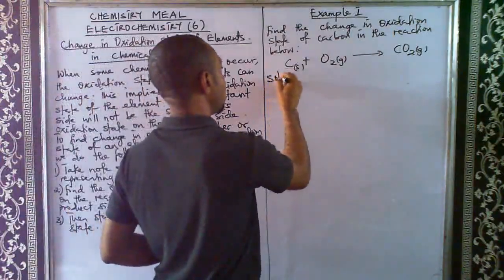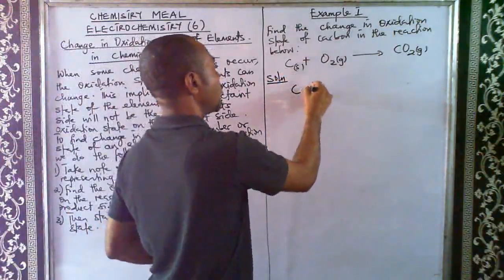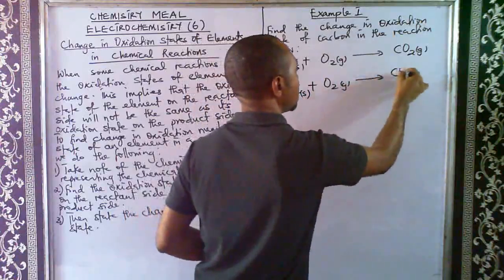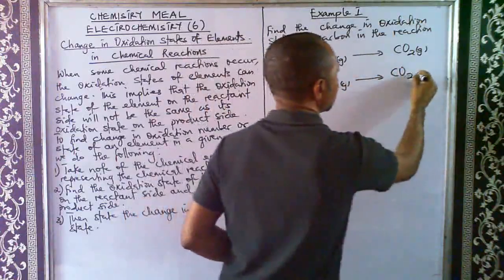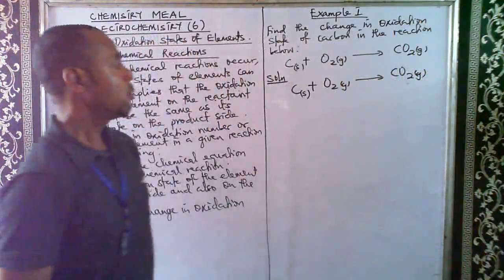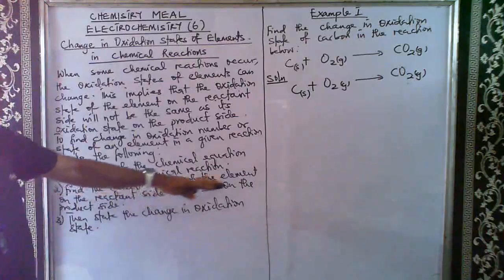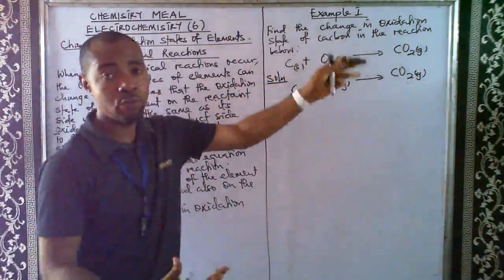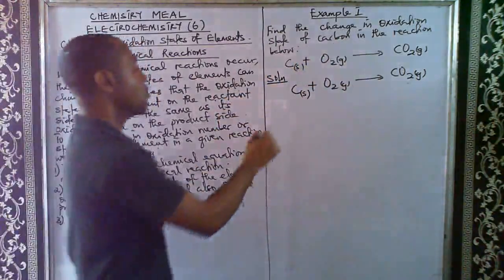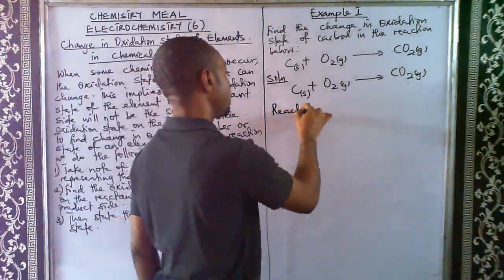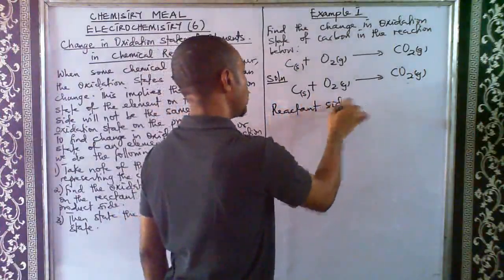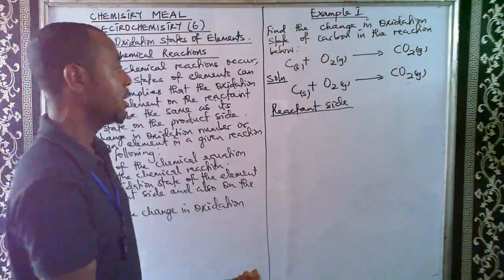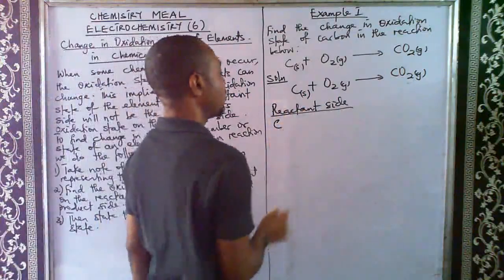So let's go together. We take note of the equation, carbon plus oxygen giving me CO2. Alright, so we now find the oxidation state of the element on the reactant side. The element here is carbon. That's the element we're talking about. So let's look at the reactant side. What's the oxidation state of carbon? This is where carbon appeared on the reactant side.